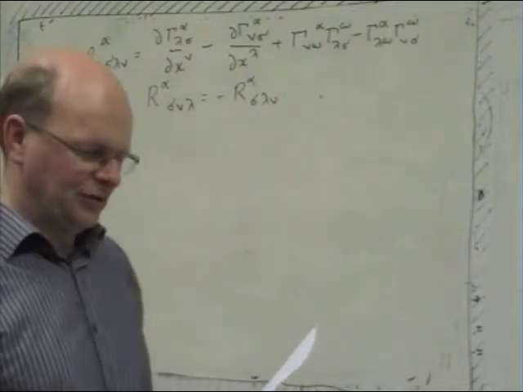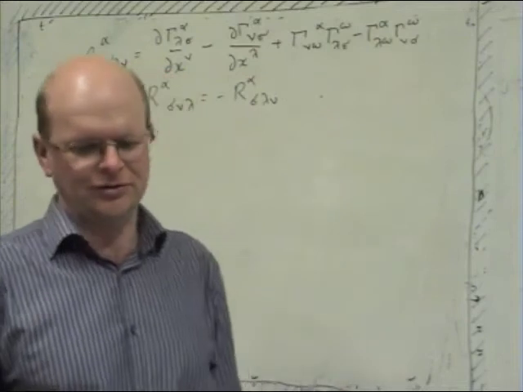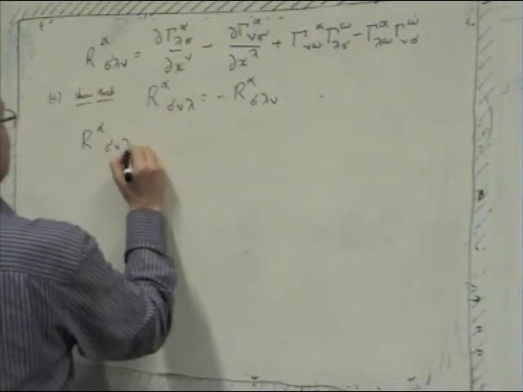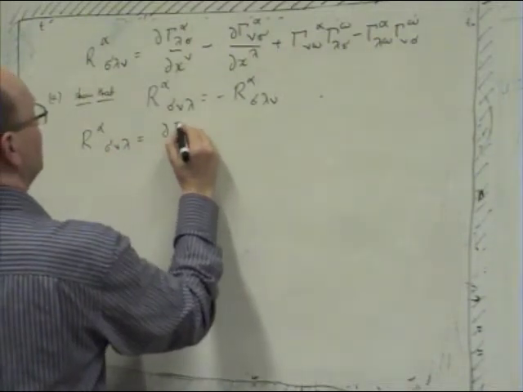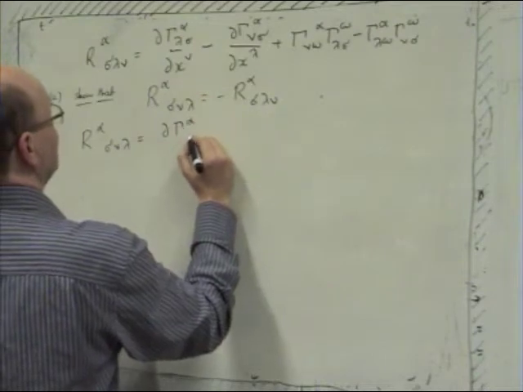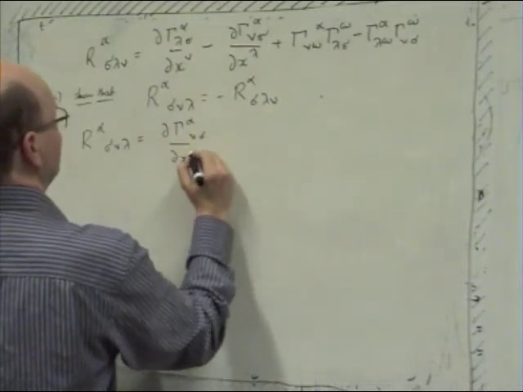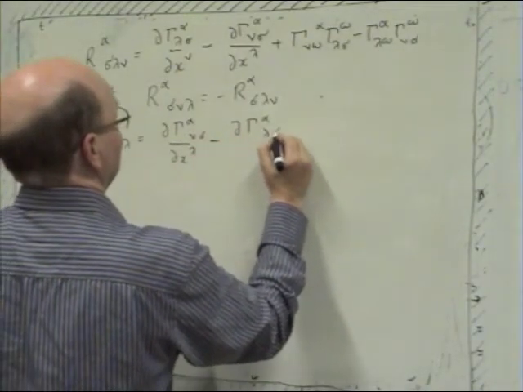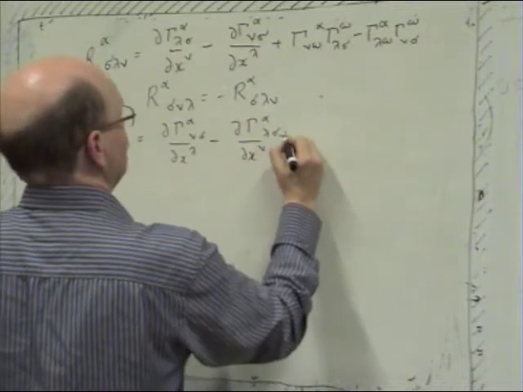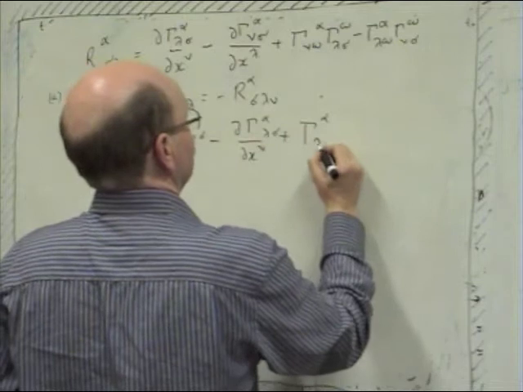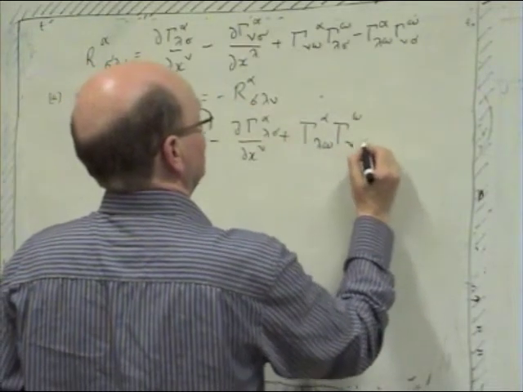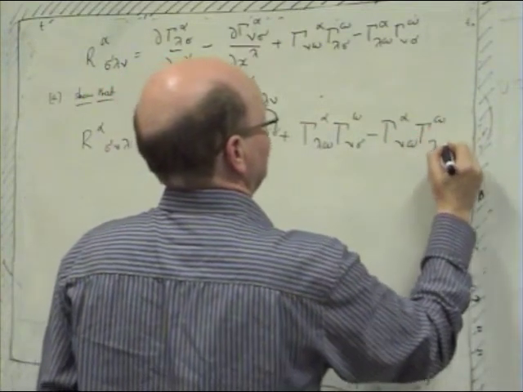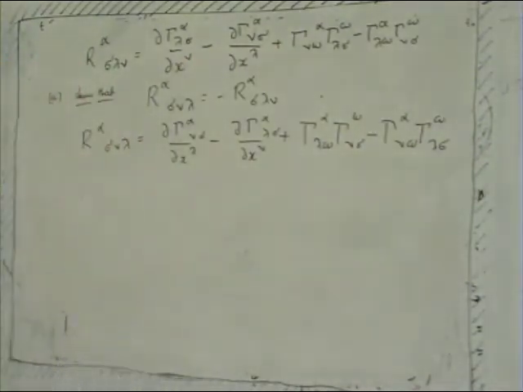you see a lambda you write a nu instead, and every time you see a nu you write a lambda instead. So we get R alpha sigma nu lambda on the left equals partial gamma alpha nu sigma with respect to x lambda minus partial gamma alpha lambda sigma with respect to x nu plus gamma alpha lambda omega gamma omega nu sigma minus gamma alpha nu omega gamma omega lambda sigma. Okay, I think I did everything right.